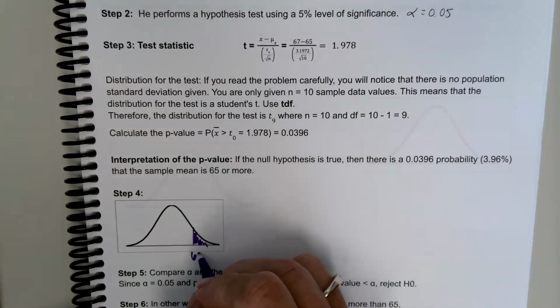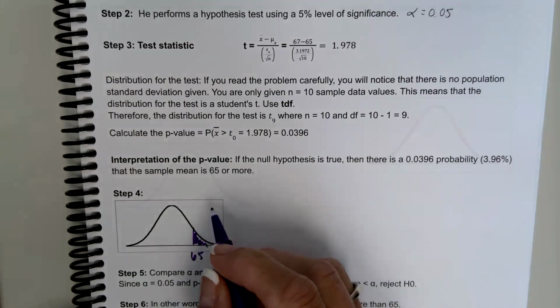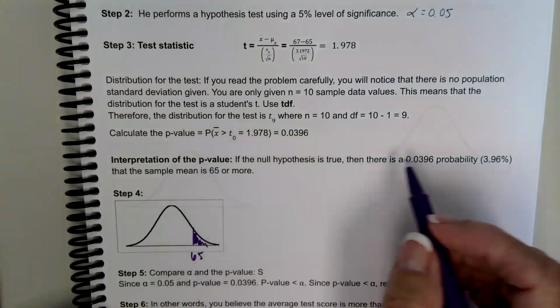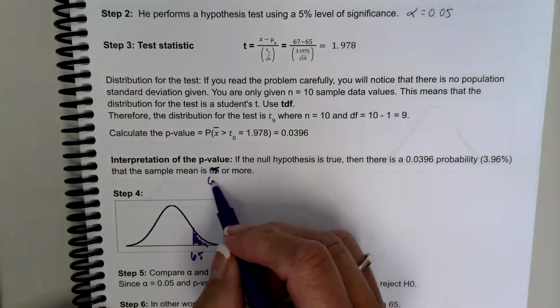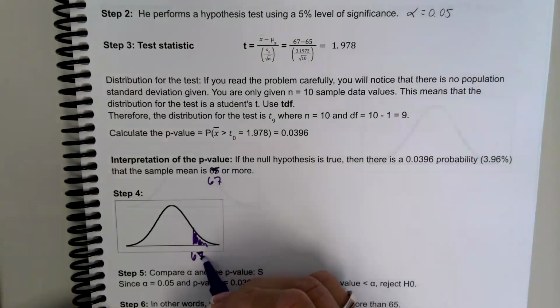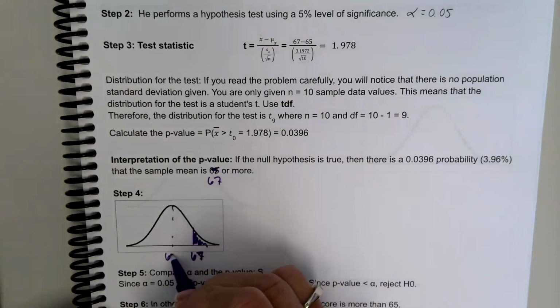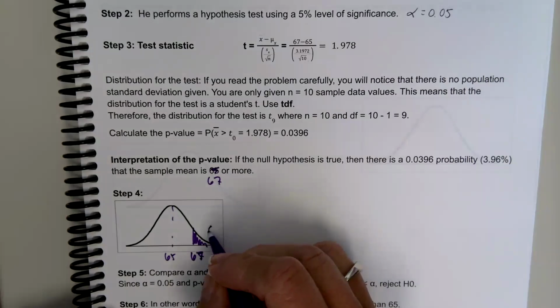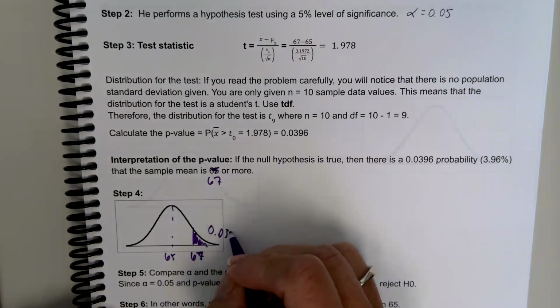So the likelihood of being bigger than 65 is actually the probability of it being 67 or more, I should say. The mean is at 65. Sorry about that. This probability is 0.0396.